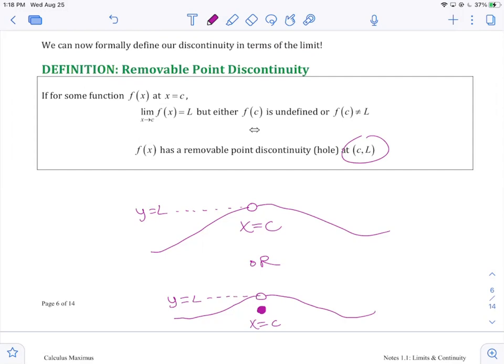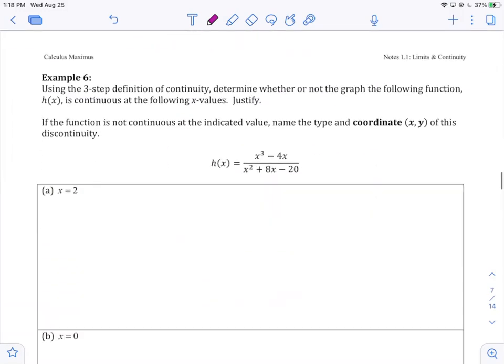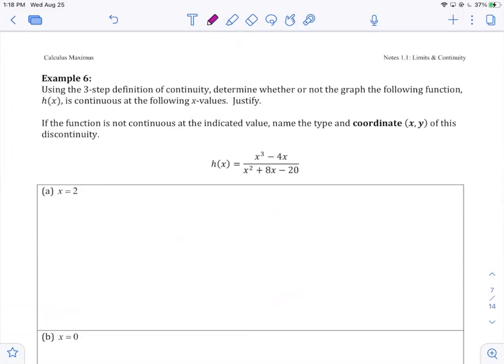So there you go. That's the removable point discontinuity. Let's try it out. Example 6. Ready? Example 6. We're in here till 1:35. Using the three-step definition of continuity. Okay? Road in, bridge, road out.